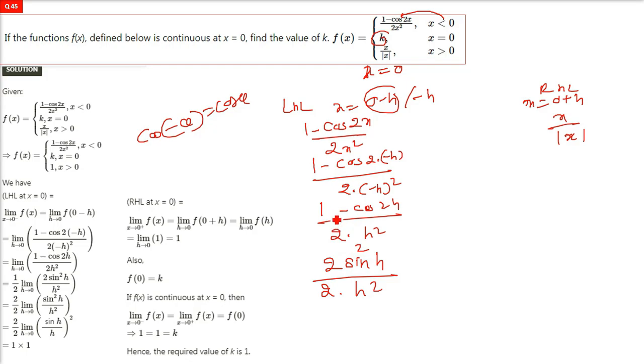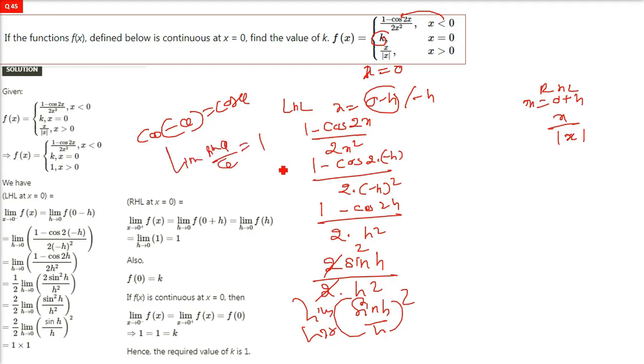So you can just apply the limit. You can cancel these 2 and 2. So sine h by h whole square, limit h tends to 0, is going to be 1. So eventually, the sine theta by theta, limit h tends to 0 or theta tends to 0 is 1.